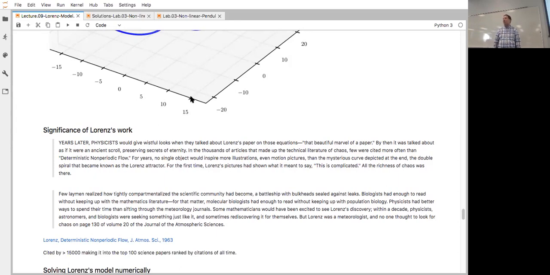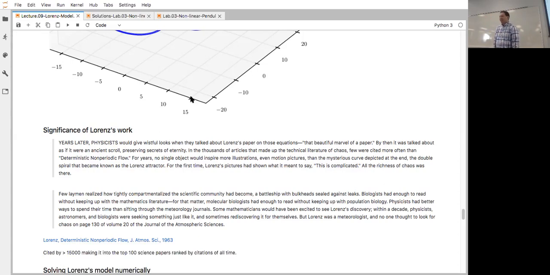Some mathematicians would have been excited to see Lorenz's discovery. Within a decade, physicists, astronomers, and biologists were seeking something just like it, and sometimes even rediscovering it for themselves. But Lorenz was a meteorologist, and it took a few decades, and no one thought to look for chaos on page 130 of volume 20 of the Journal of Atmospheric Sciences.